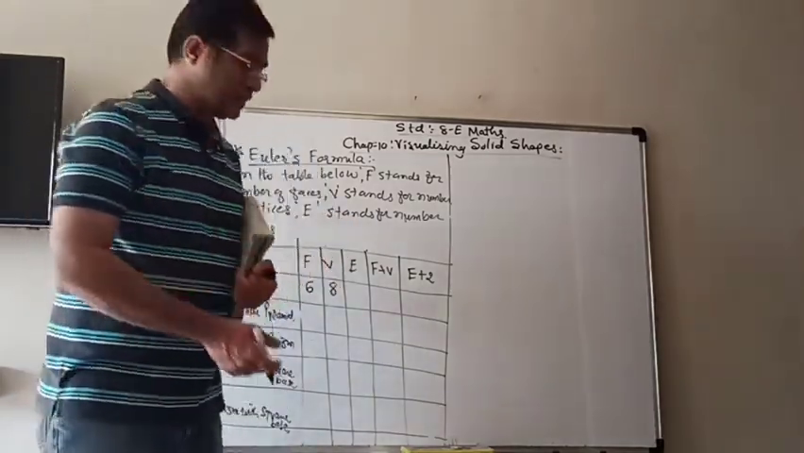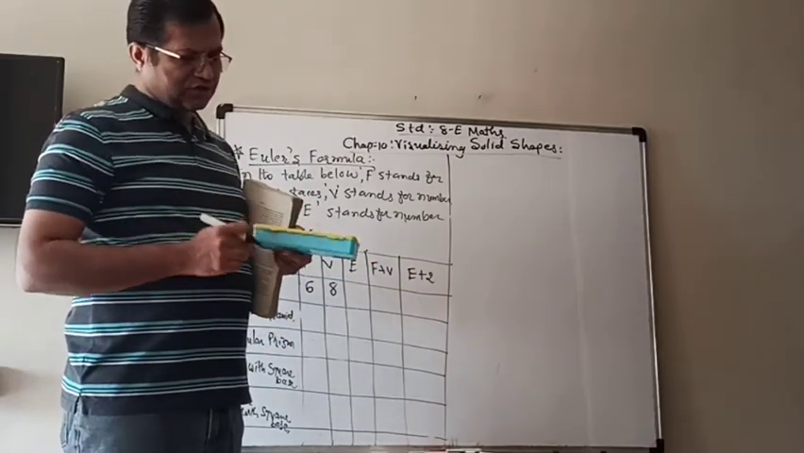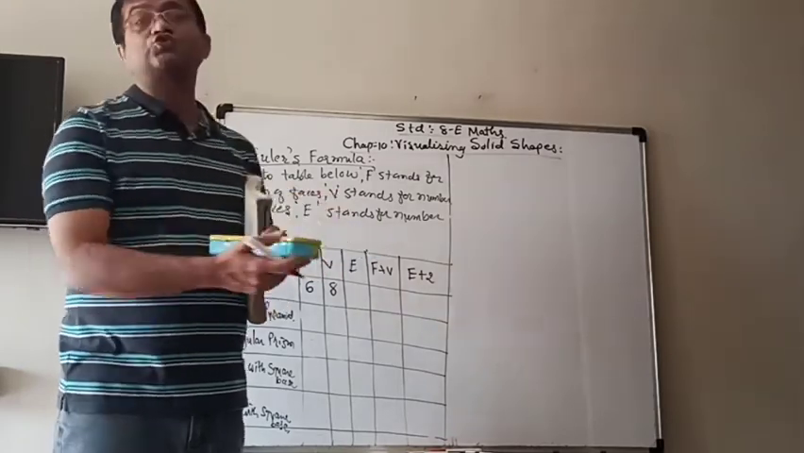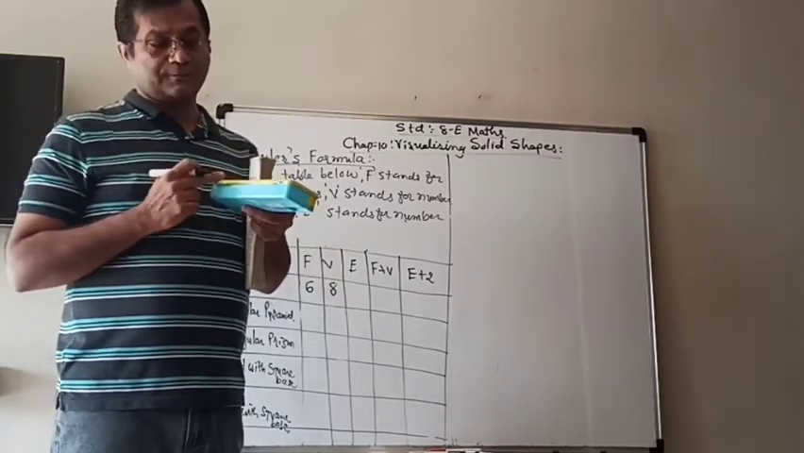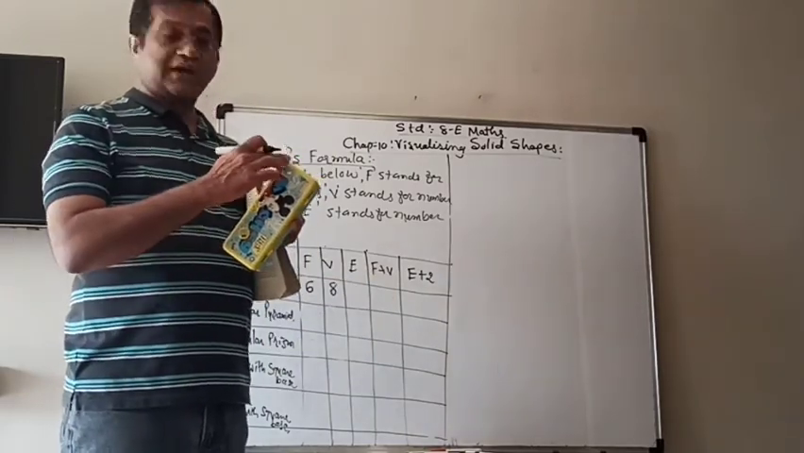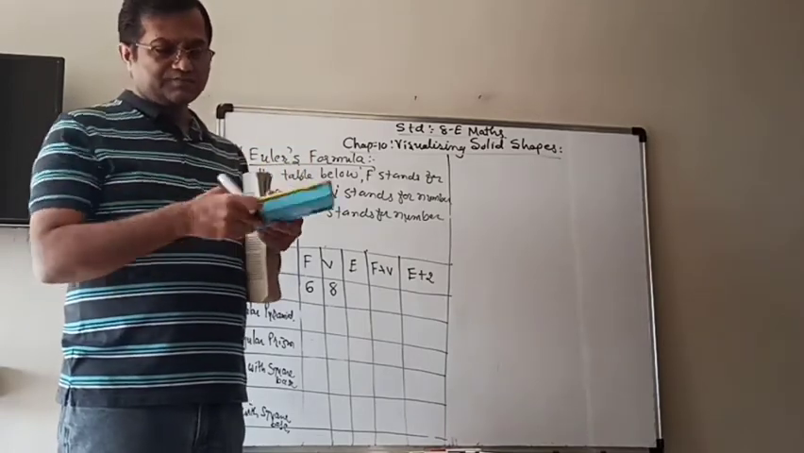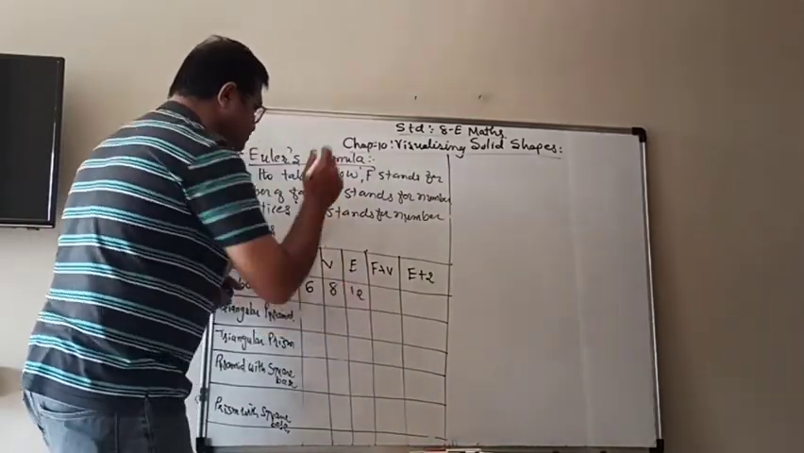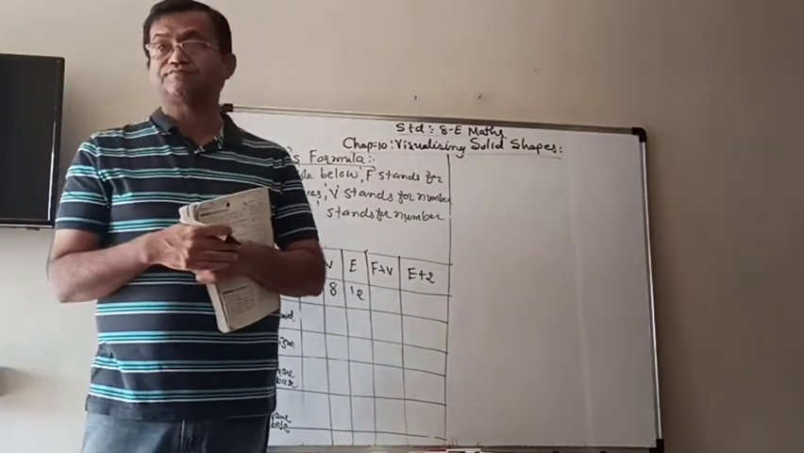Now edges are the line segments. Here you can see 1, 2, 3, 4, 5, 6, 7, 8, 9, 10, 11 and 12. There are 12 edges. I hope you understand. Look here, 1, 2, 3, 4 and similarly at the bottom 5, 6, 7, 8 and then 9, 10, 11 and 12. So there are 12 edges in the cuboid. The last two columns we will fill at the end.